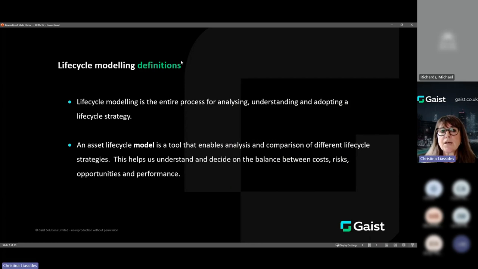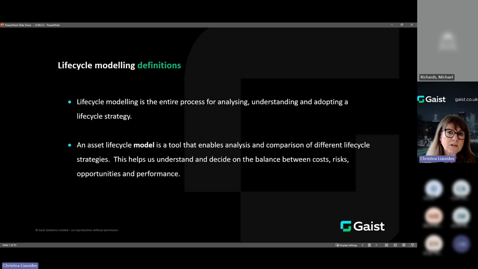So just going into some definitions, again, it might be familiar to a lot of you on the call, but I always find it's quite useful when starting to ground ourselves again. What are we talking about here? What are we really looking at? When we're talking about life cycle modelling, that's actually an active verb, if you like. It's an active way of doing something. So we're talking about the entire process for analysing, understanding, and taking on a life cycle strategy. You have to do things in order for that overarching strategy to become something.